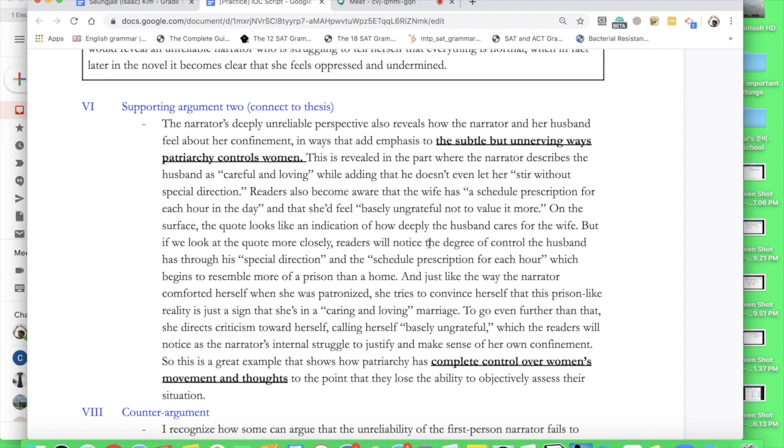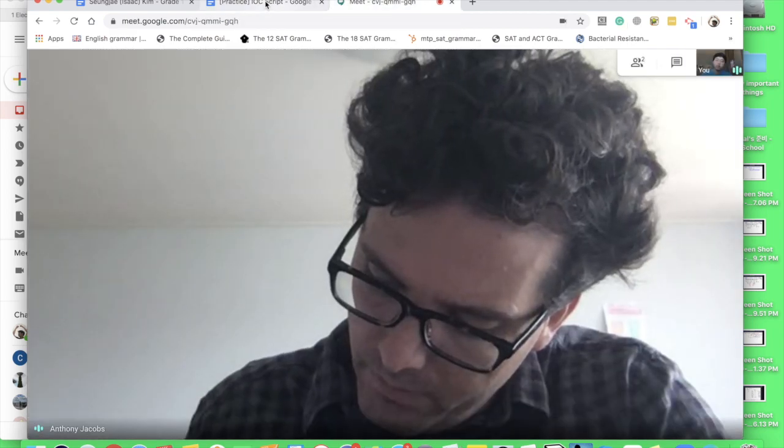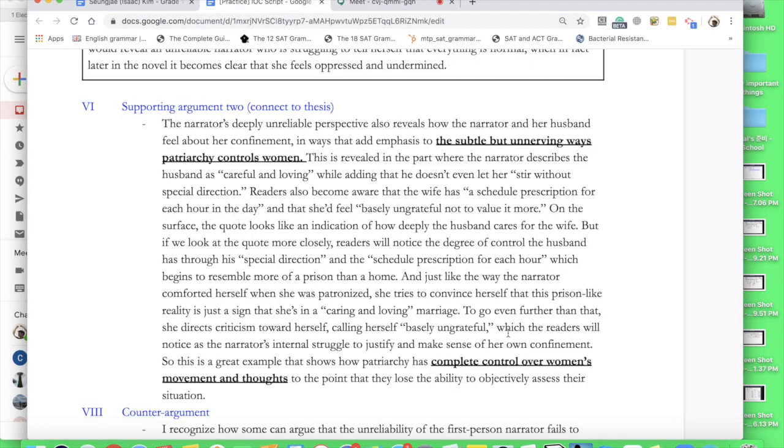And to go even further, she directs criticism toward herself, and we can know this because she calls herself basically ungrateful when she doesn't appreciate it more. And the readers will notice that the narrator tries to justify and make sense of her own confinement. So I think this was another way in which patriarchy has complete control over the woman's movement and thoughts, as I said in my thesis statement.